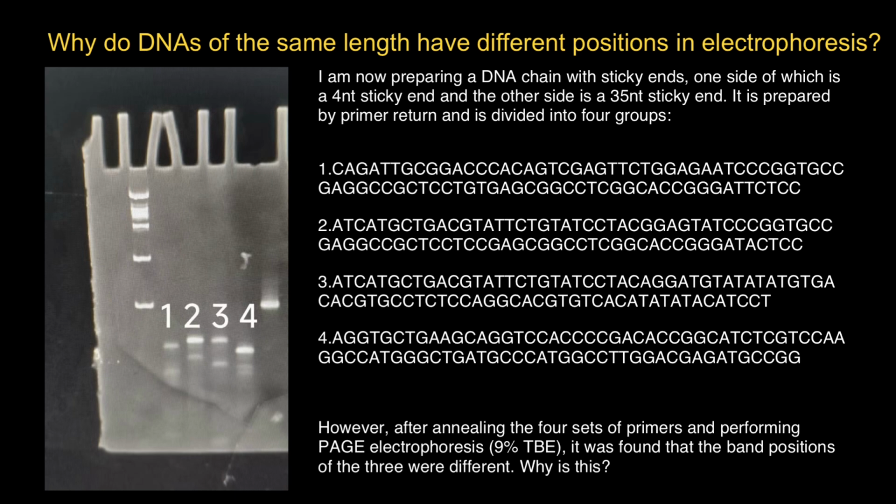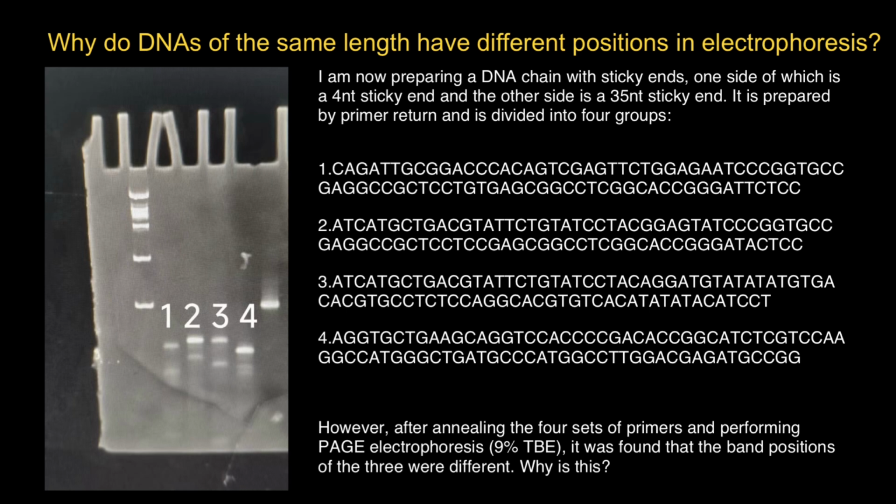Today we are going to talk about a very interesting situation which sooner or later every one of us can face. Here's a question which I got from one of my subscribers: why do DNAs of the same length have different positions in gel electrophoresis? Here's a description of the problem. You can read it by yourself. And here are four sequences of the same length which should appear on the gel electrophoresis as bands of the same size, so at the same positions, but as you see, all of them appear at different positions.